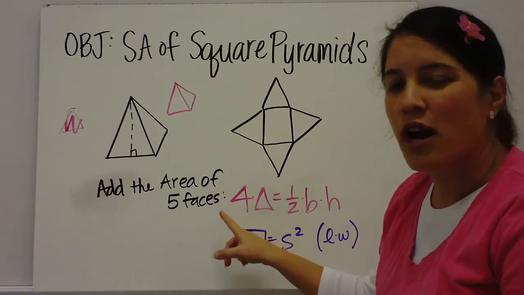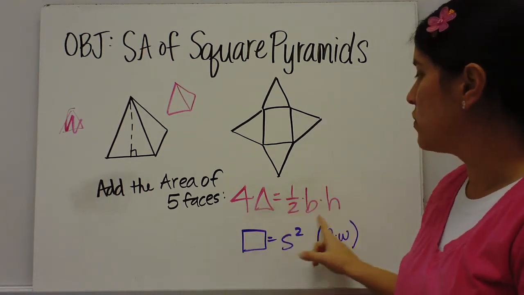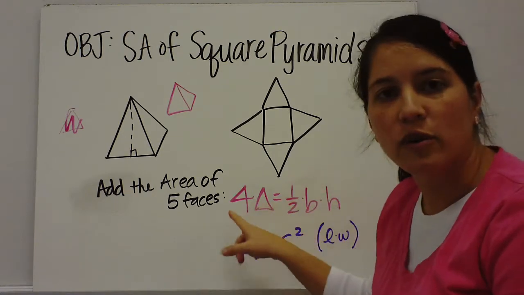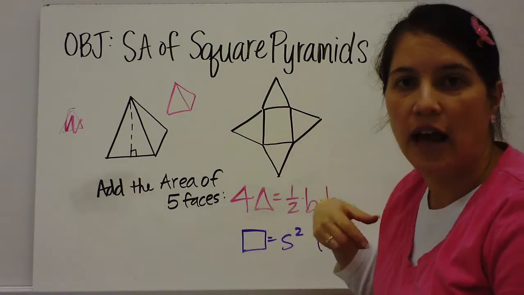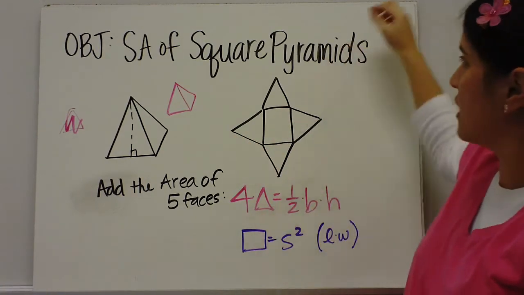The trick with the triangular sides is because there's 4 of them, whenever you get the area of one triangle, we want to multiply it by 4, so that will take into account the 4 sides of the pyramid. So let's do some examples.